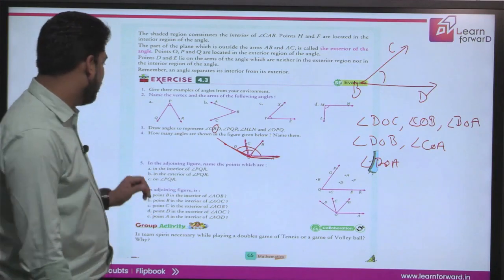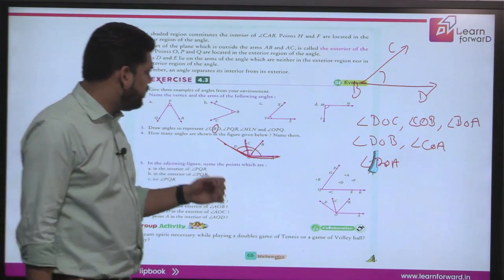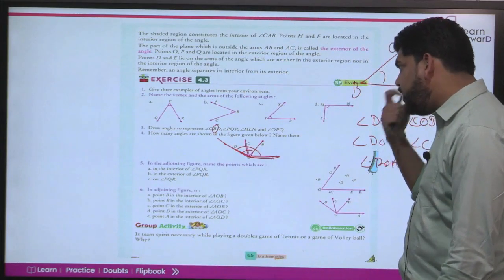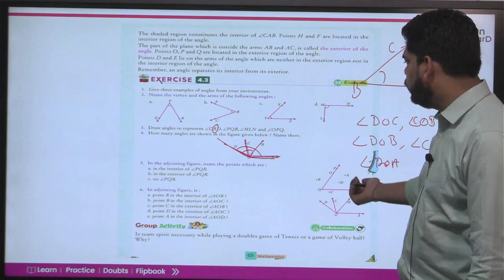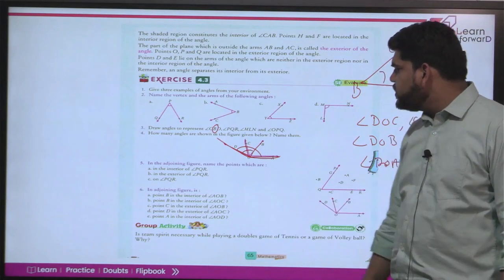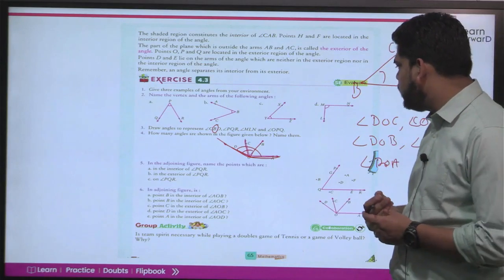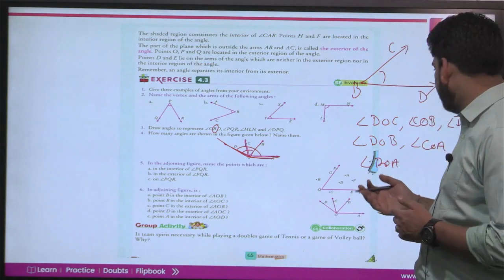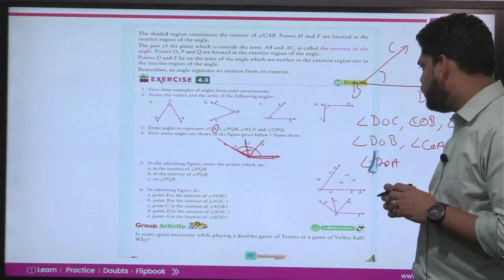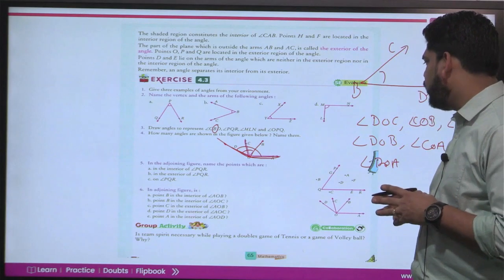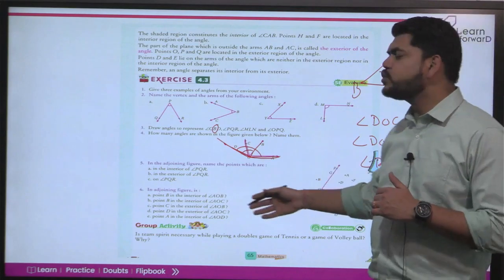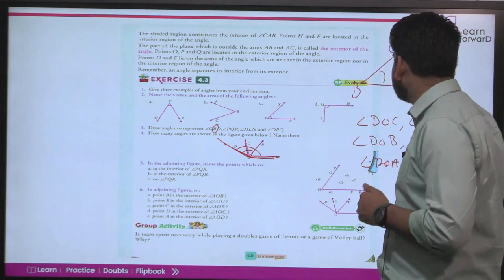Fine. In the adjoining figure, name the points which are in the interior of angle POQ. That you can do by yourself, which are interior, exterior and on the boundary. Second, in the adjoining figure, is point B in the interior of angle A or B? We need to say yes or no, true or false. That you can do by yourself.